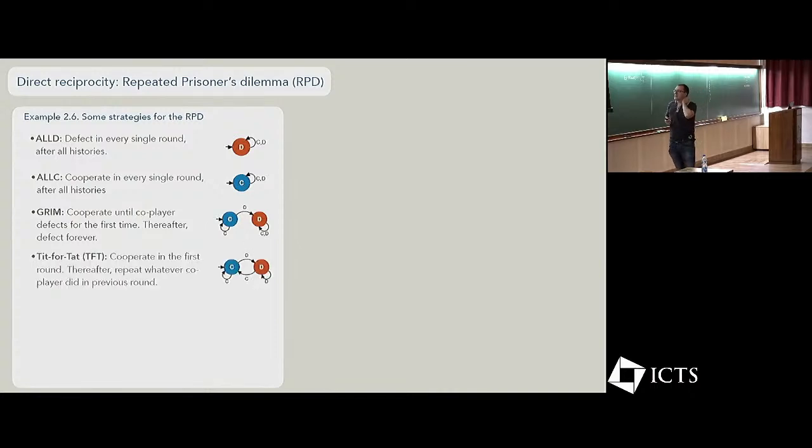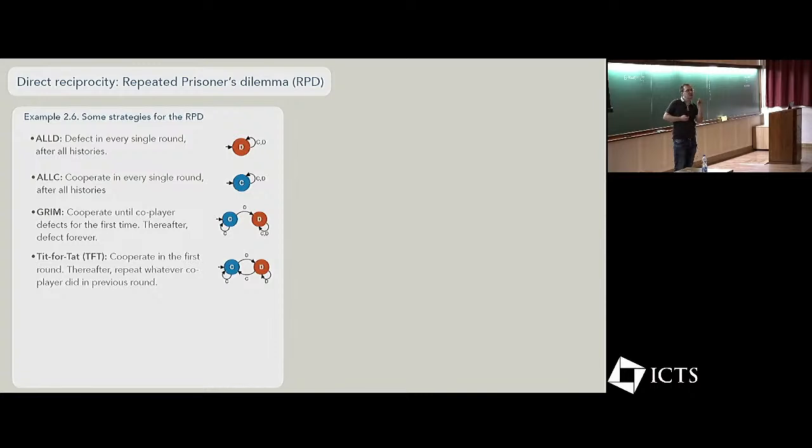And finally, this is another quite well-known example, tit for tat. In the first round, I give you the benefit of the doubt, I cooperate. And in all subsequent rounds, I do whatever you did in the previous round. So if you defected in the previous round, I defect. If you cooperated in the previous round, I cooperate. All right, so these are four very simple examples.